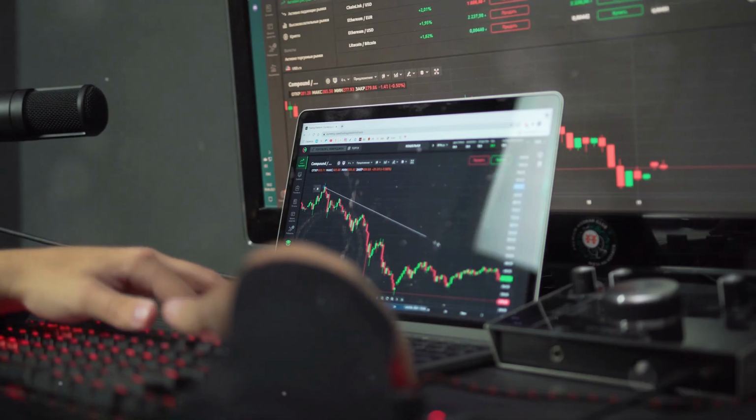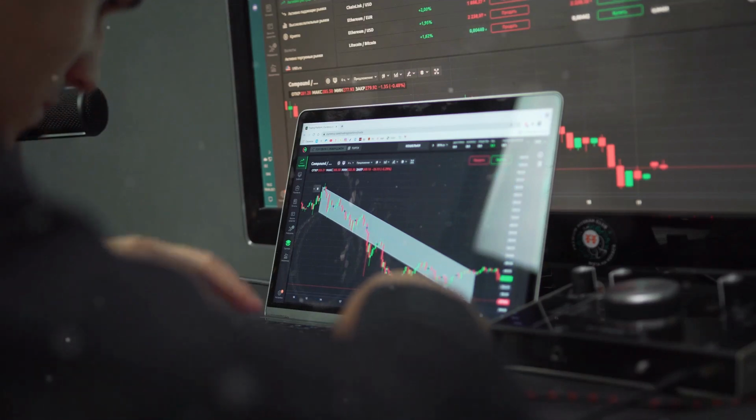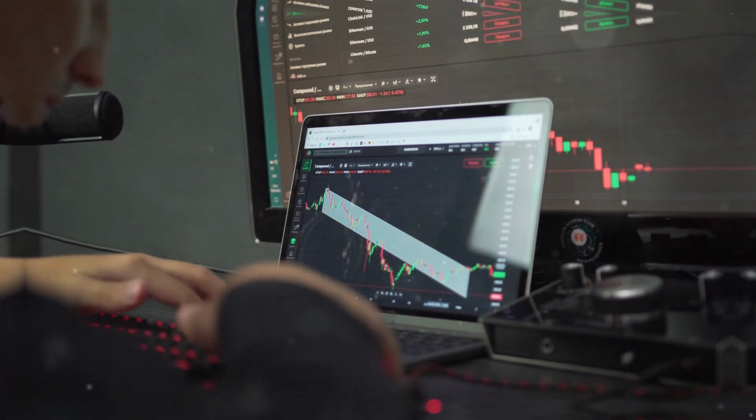Price channels. This is a technical indicator that draws lines above and below the price to form a channel. When the price breaks out of the channel, it often signals a strong move in that direction.